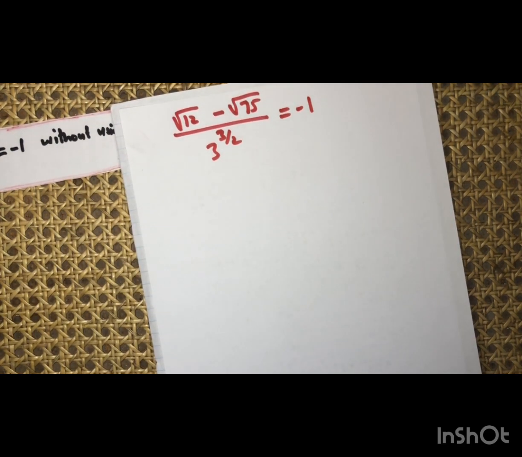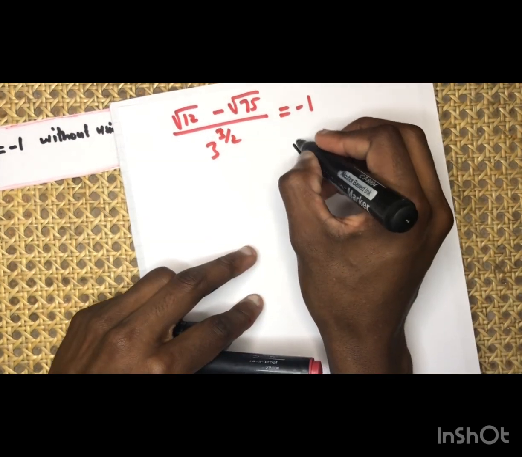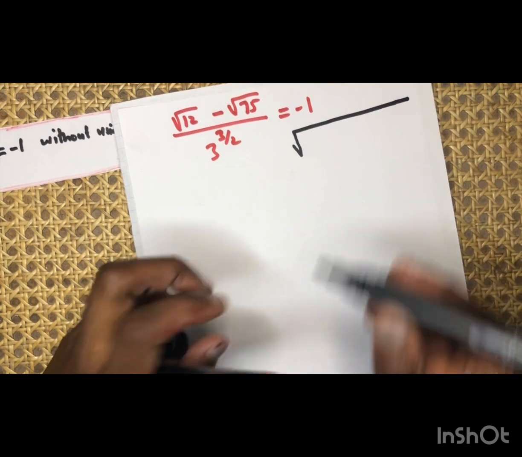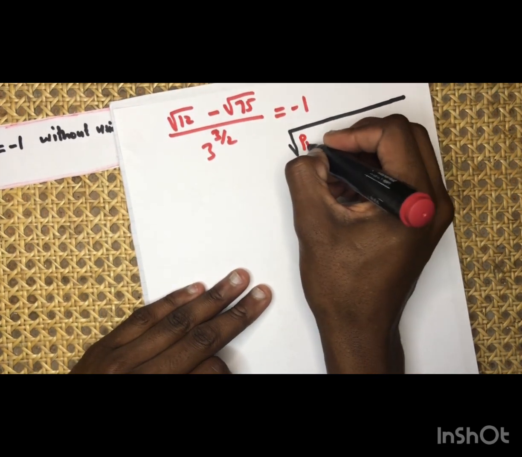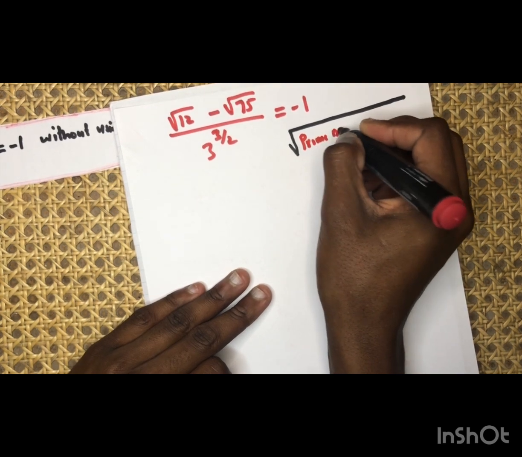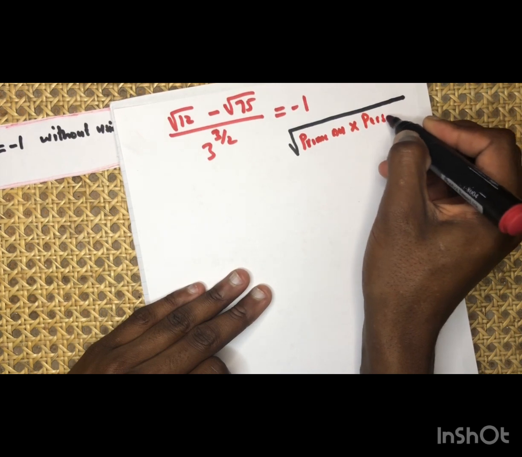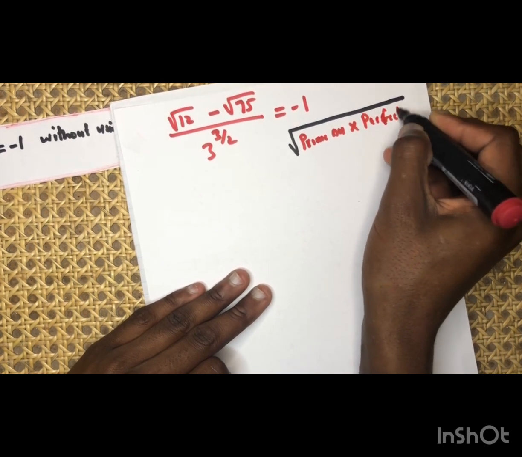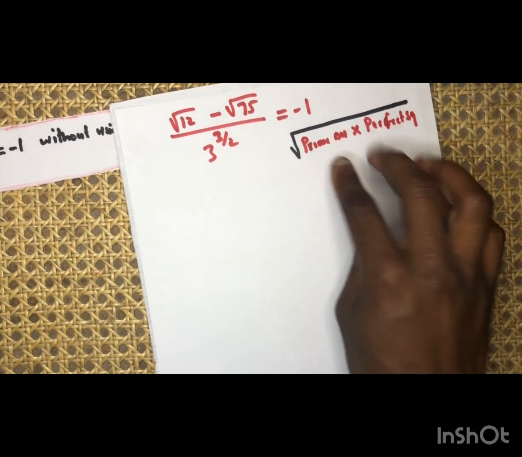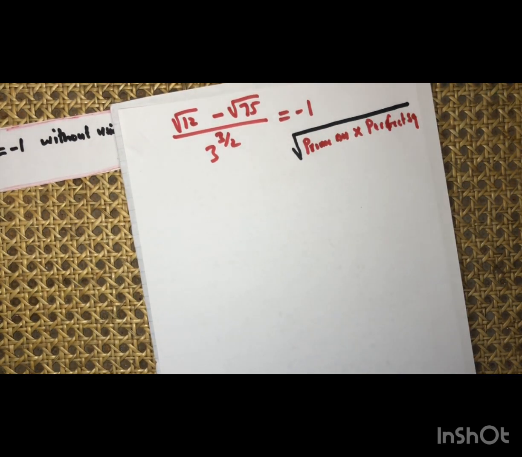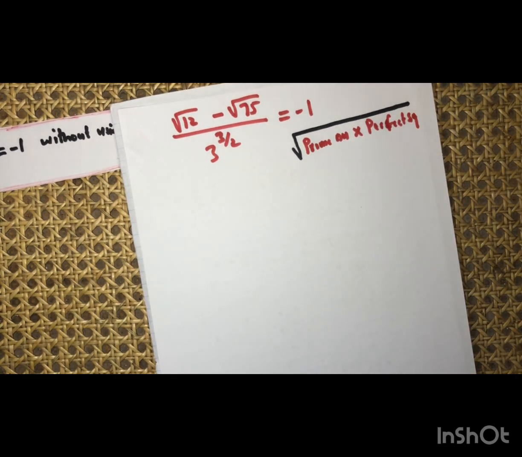Remember, when we are dealing with surds, guys, take note that if I have a square root of something, inside the square root I must make sure that I have the prime number times the perfect square, or the perfect square times the prime number, so that I can use the laws of exponents.